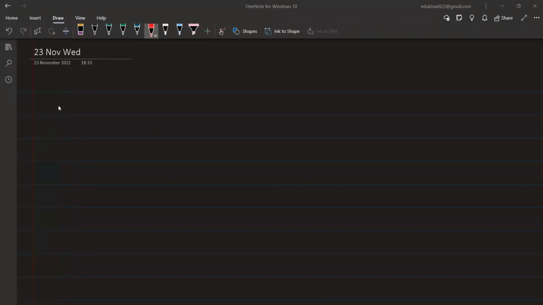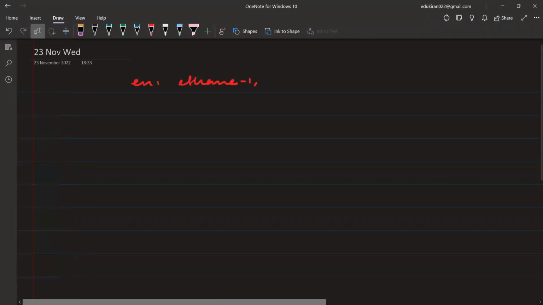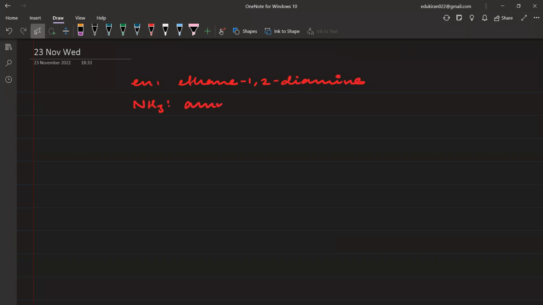I think you have written about this particular compound, EN. This is ethane 1,2 diamine. But if NH3 is there, this will be ammine. Only for NH3 you have double M and INE. For the rest, if you have an NH2 group or N or NH somewhere, then it is going to be amine or something like that only. Each has its own name. You don't have to mix these things up, okay?